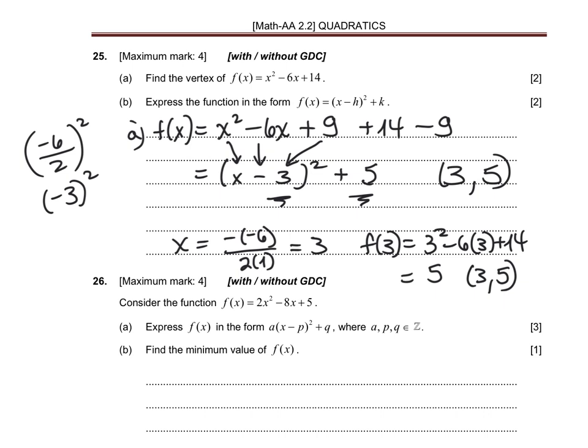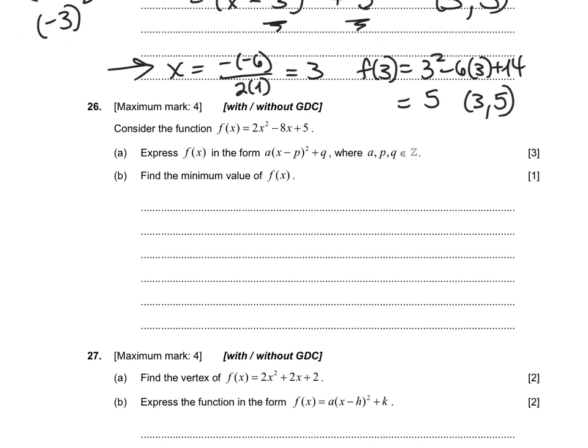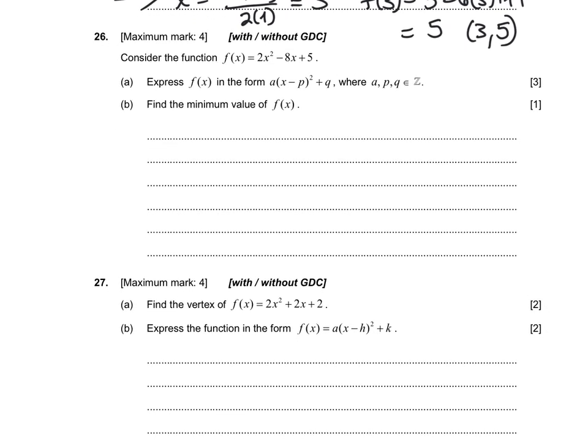And I've already done B with completing the square, but if you went this route, you could just take that and write it in that form, where h is the x-coordinate of the vertex and k is the y. All right. For 26, we've got to complete the square.